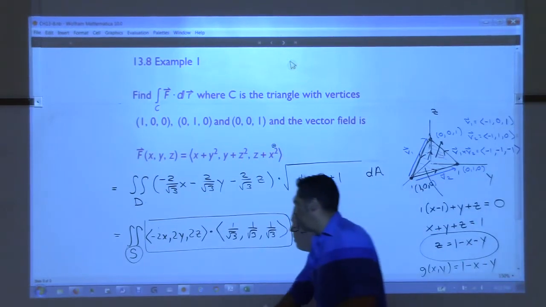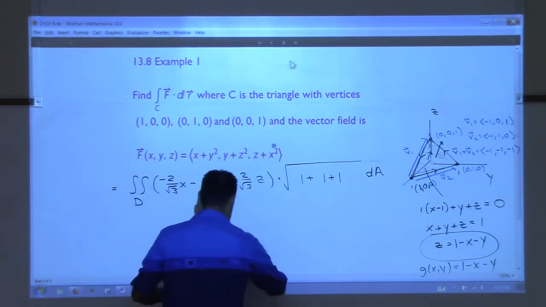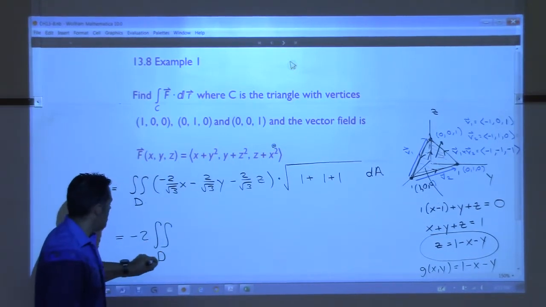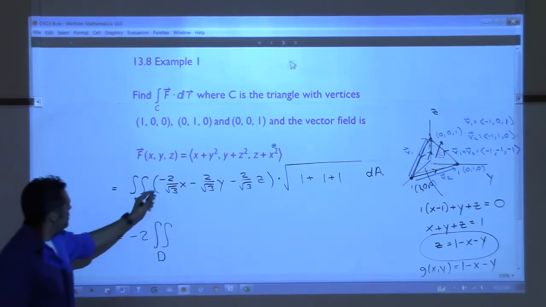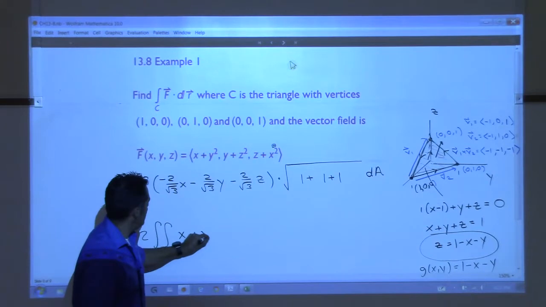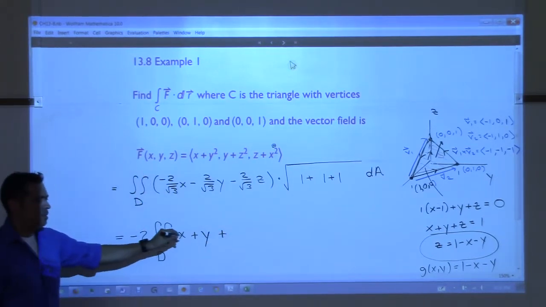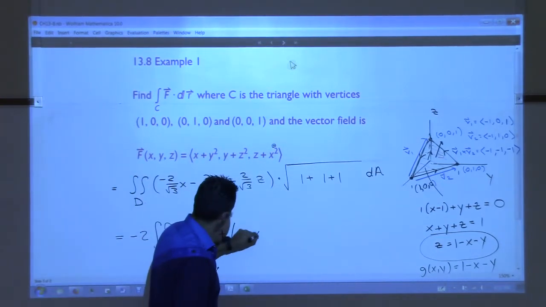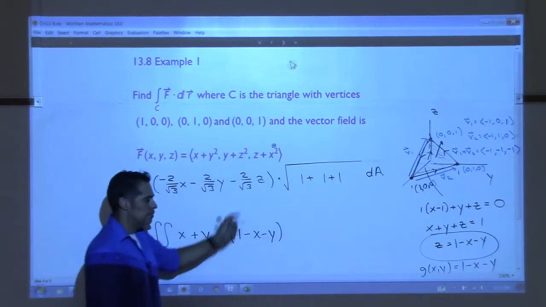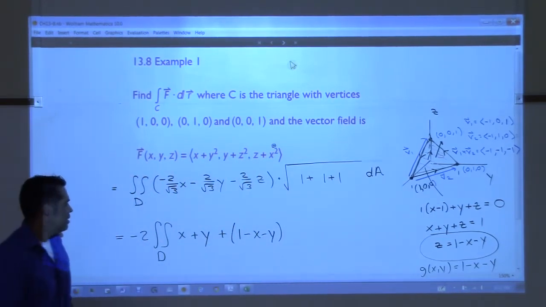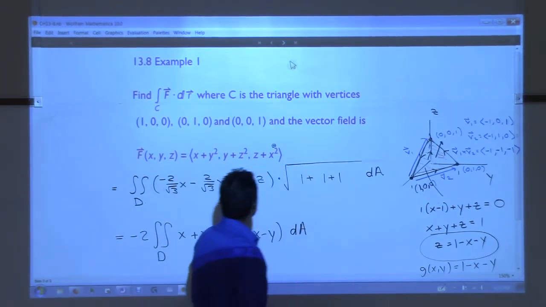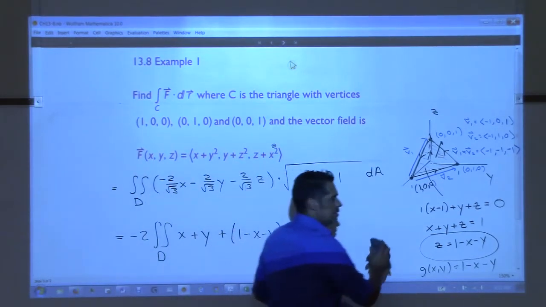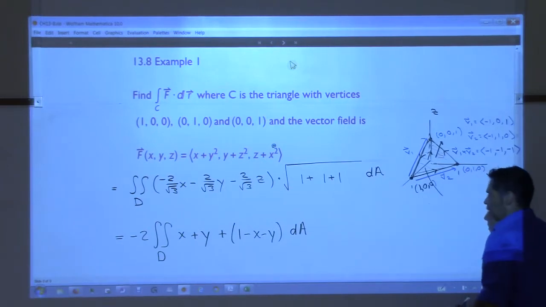I still have a couple more things to do before I integrate here. I'll pull a -2 out, that's fine. The root 3's are gone, yeah? So this will become x plus y plus z, but z is 1 minus x minus y, right? Which is dA. Okay. So this is 1? Yeah. Y'all agree? And I heard some happiness there.